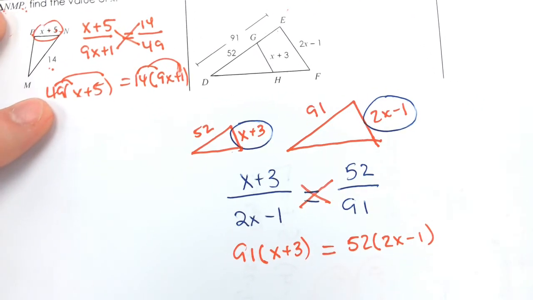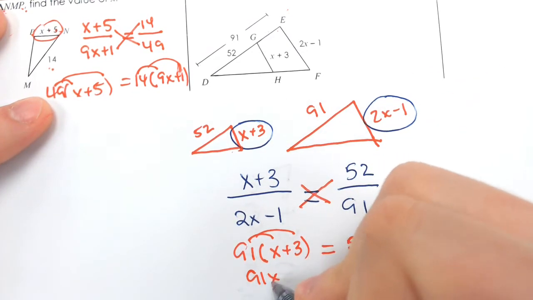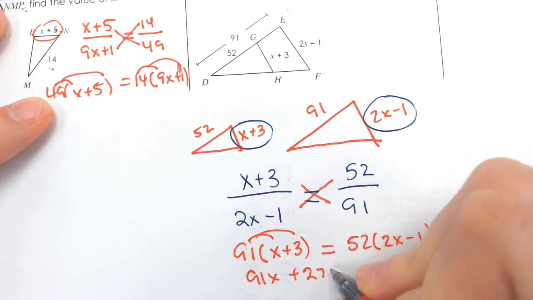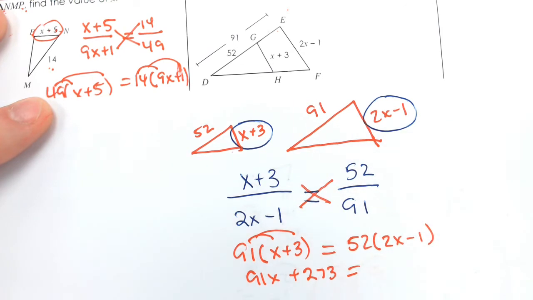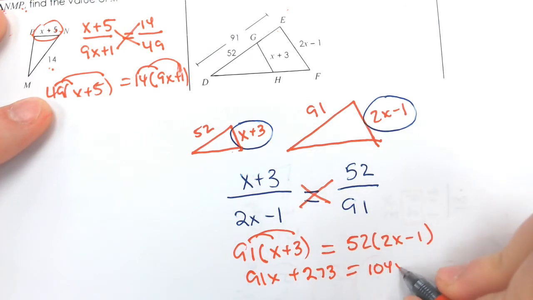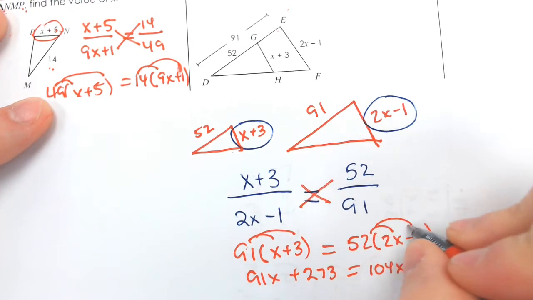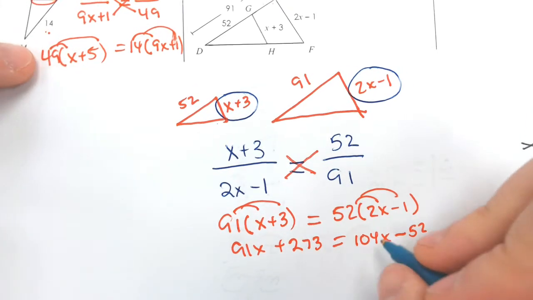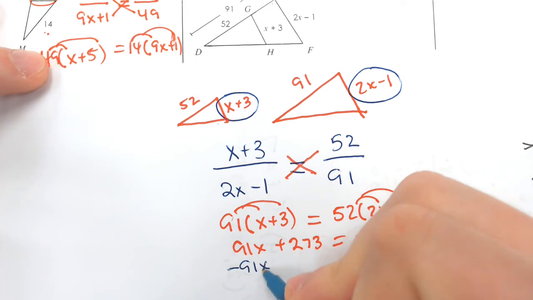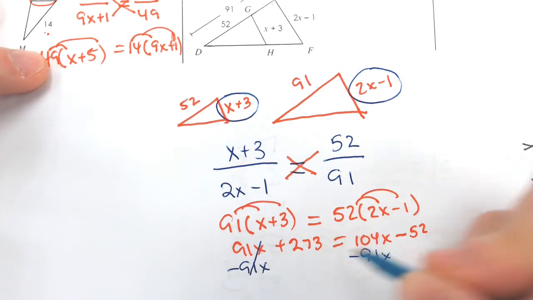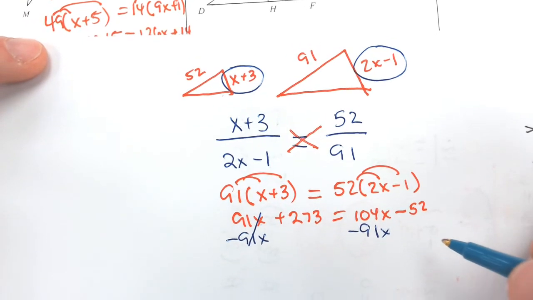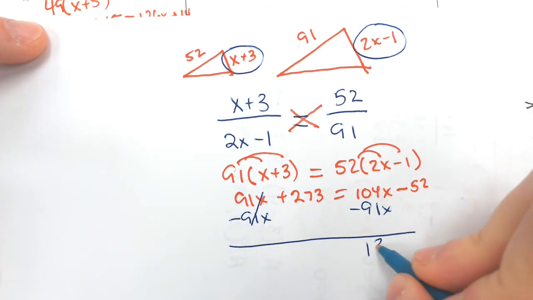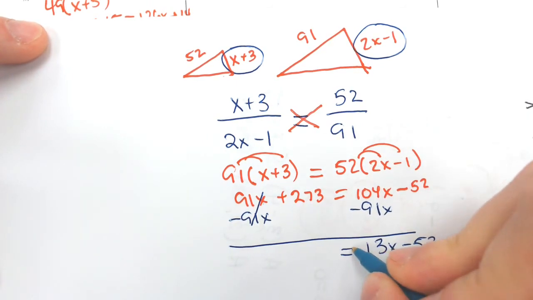So, continue distributing. 91x plus 91 times 3. 91 times 3 is 273 equals 52 times 2, is 104x minus 52. Continue to solve this. Subtract 91 would probably be my choice because 91 is smaller than 104, and that makes it not a negative number, but you could have subtracted the 104. We get 104 minus 91 is 13. 13x minus 52 equals 273.